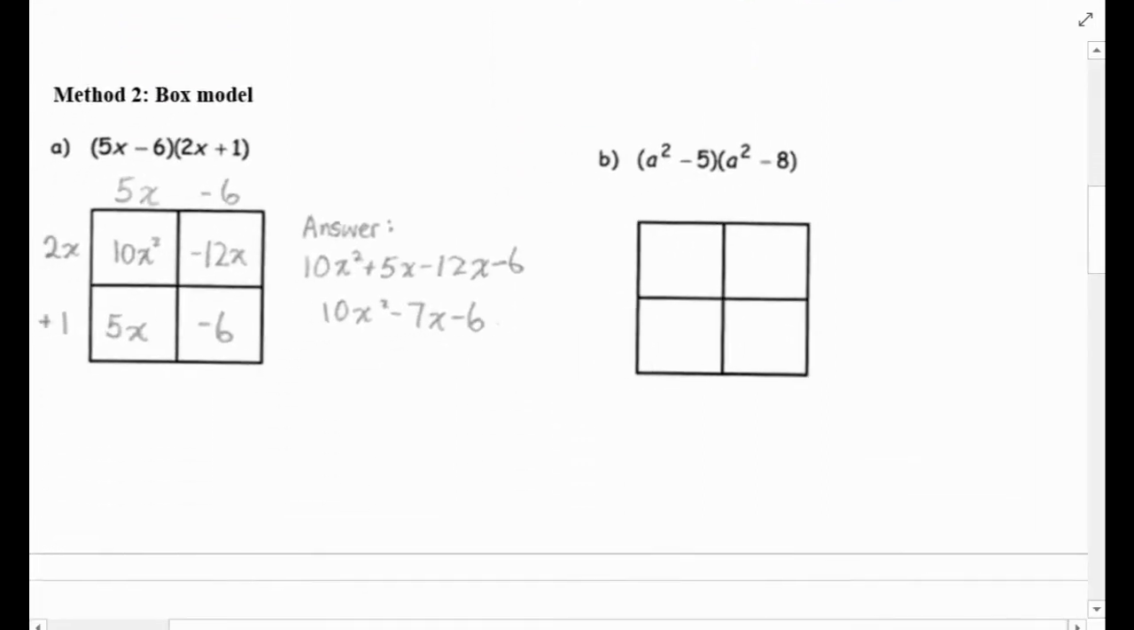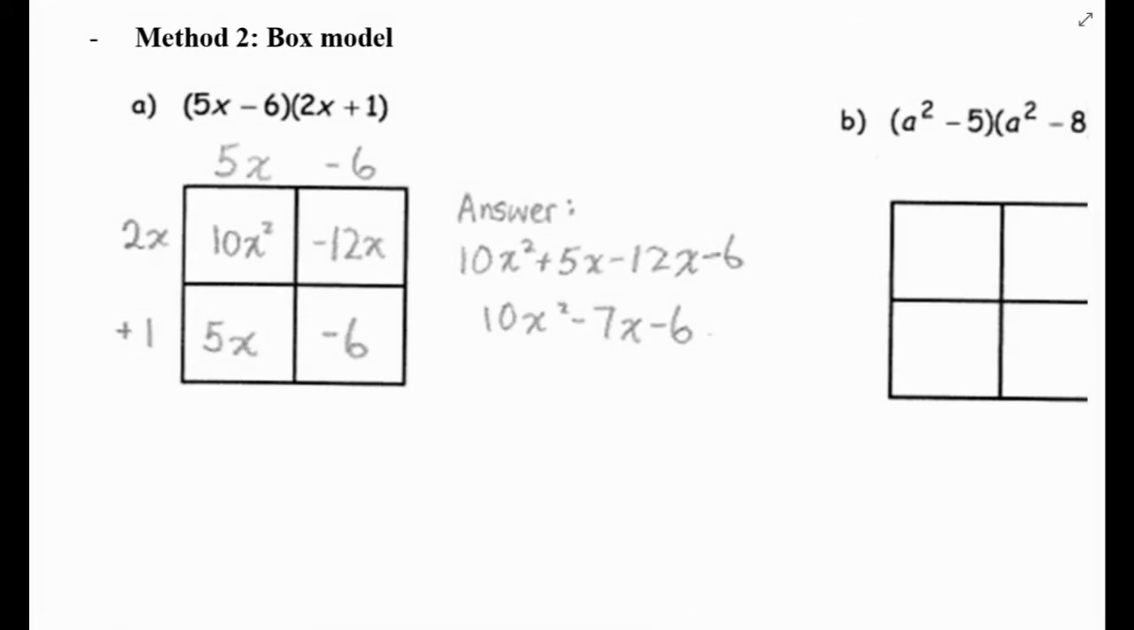Okay, sometimes we can use a box model. So this is the sample. So you have 5x minus 6. So you can put 5x minus 6 horizontally or vertically. It doesn't really matter. So 5x minus 6, 2x plus 1. And you're going to find the area of this one, which is 2x times 5x, 10x squared, negative 6 times 2x, negative 12x. So find the area and find the answer by collecting the like terms.